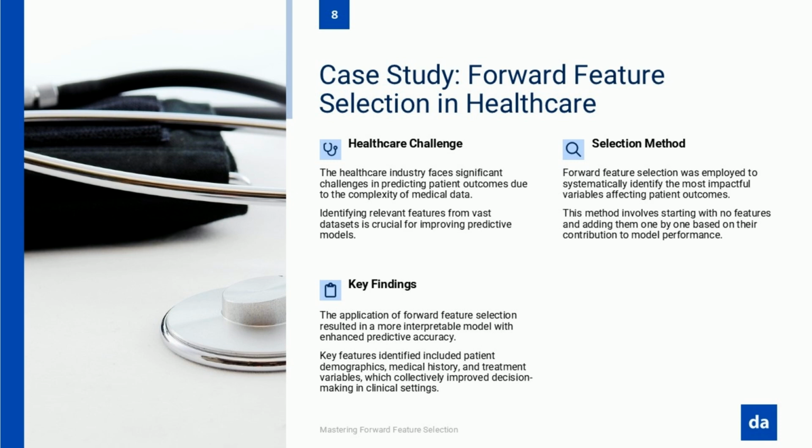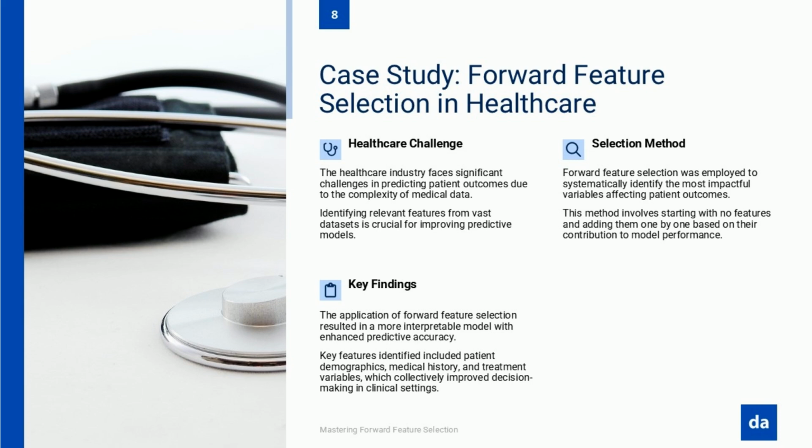In a real-world case study, researchers wanted to develop a model to predict patient recovery times after surgery. They had a massive data set filled with hundreds of potential features: blood pressure, pre-existing conditions, medication history, diet, exercise habits, you name it. But not all of these variables were equally important. Instead of overloading the model with noise, they used forward feature selection to identify the most relevant predictors, ones that had a significant impact on recovery speed.